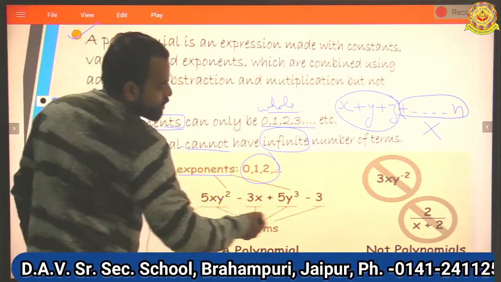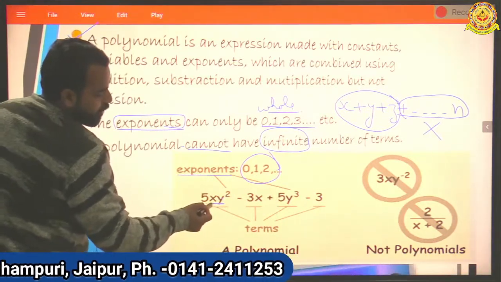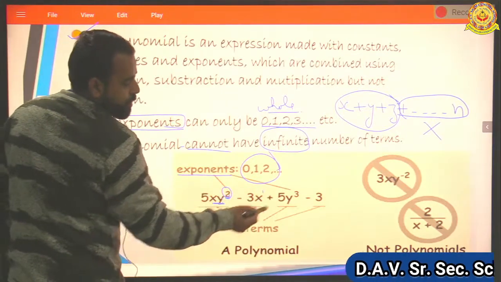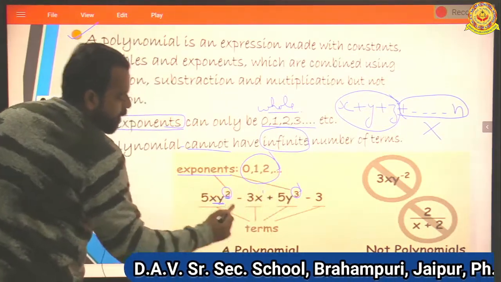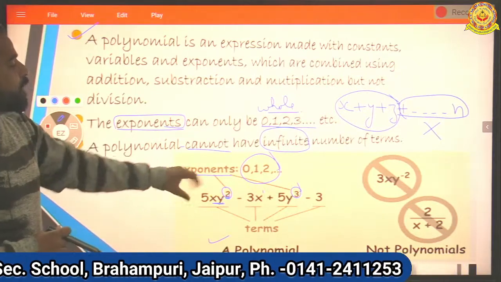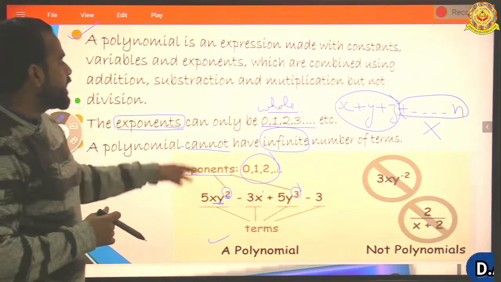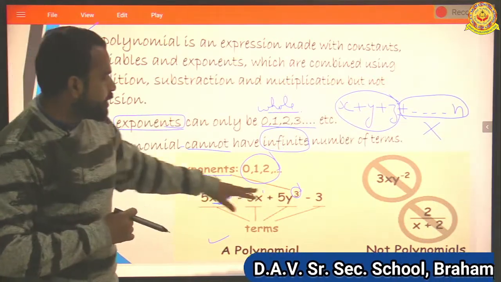The exponents are perfect whole numbers: y square, y raised to the power 1, y cube. So these are polynomials. We can say these all are polynomials because the powers are whole numbers and there is a finite number of terms.